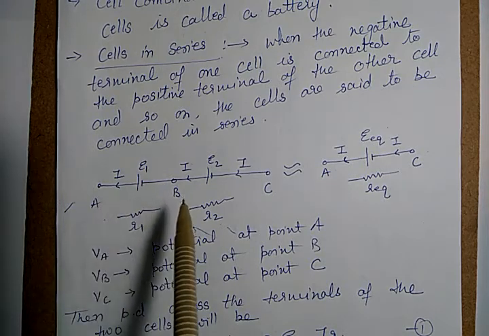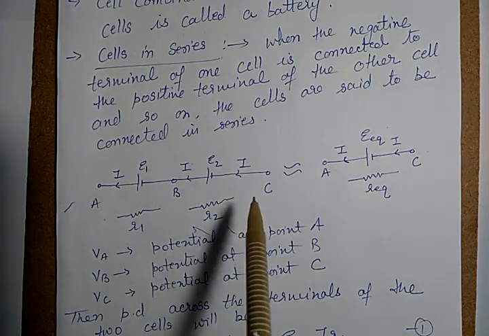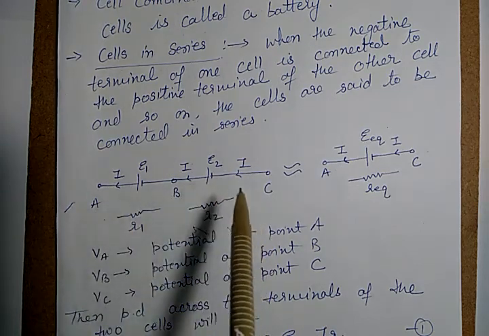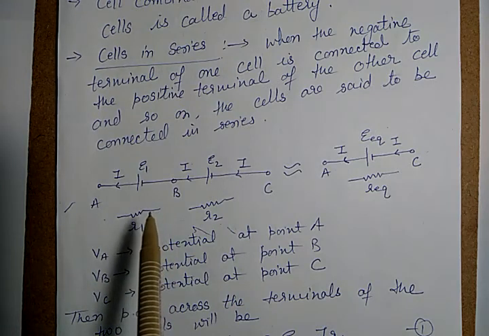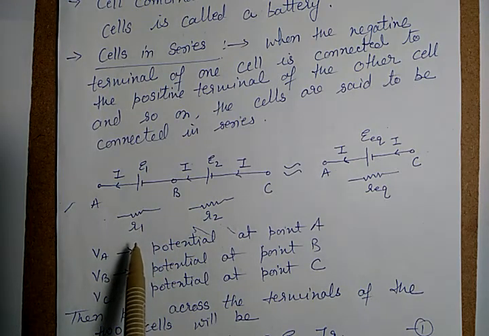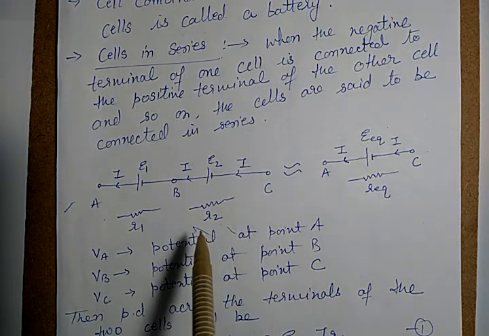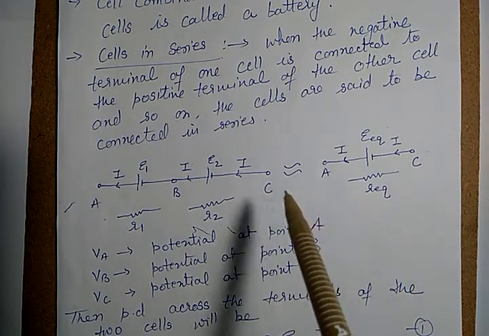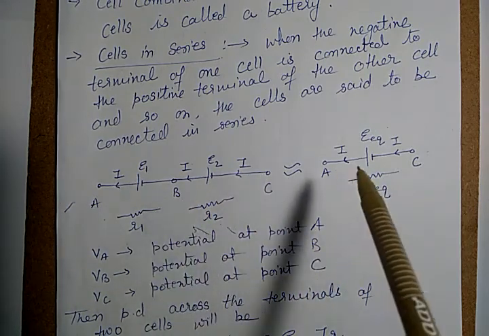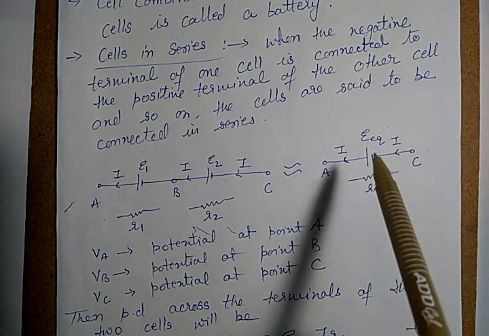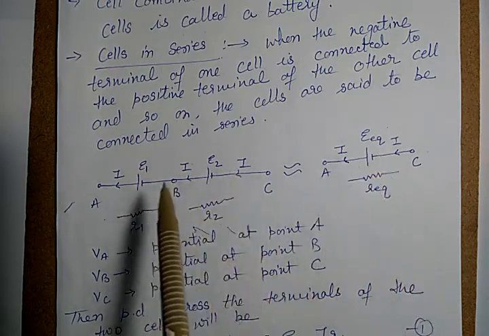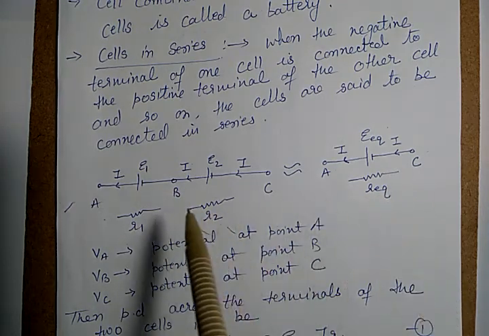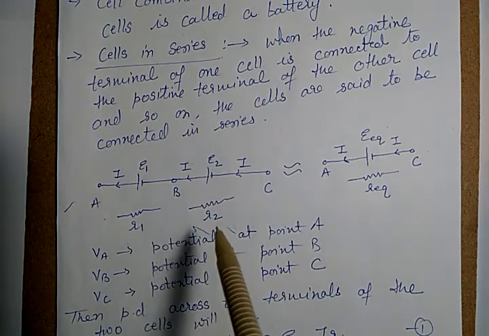We are considering three terminals, terminal A, terminal B and terminal C, in order to find the net potential difference across these two terminals. Here R1 is the internal resistance of cell 1, and R2 is the internal resistance of cell 2. And again we are considering another circuit equivalent to this circuit, in which we have a single cell whose EMF is equivalent to the combination of these two cells and whose internal resistance is equivalent to the combination of these two resistances.